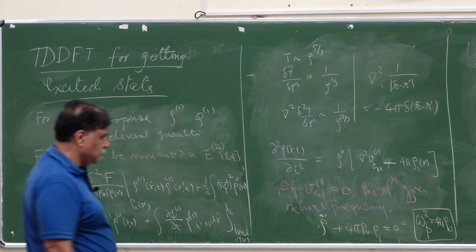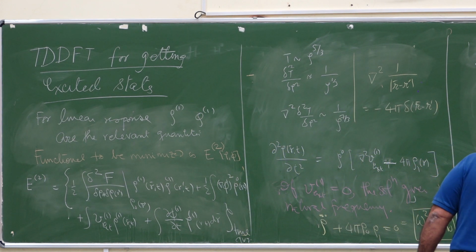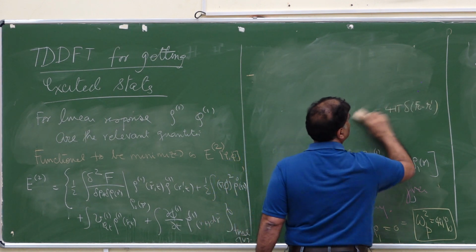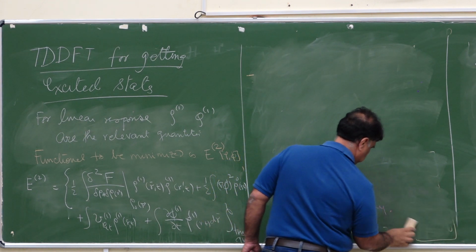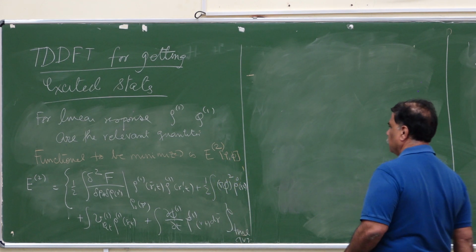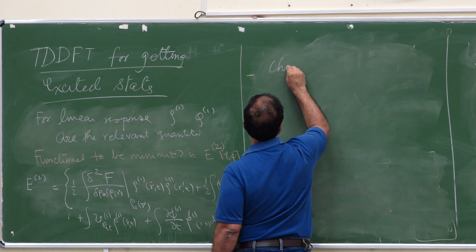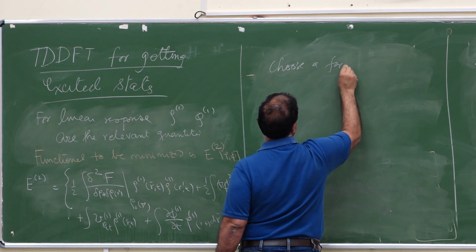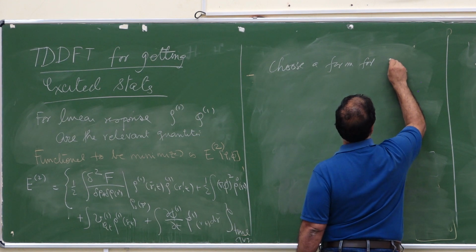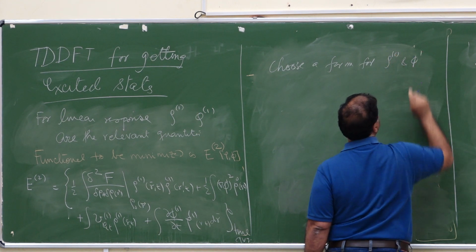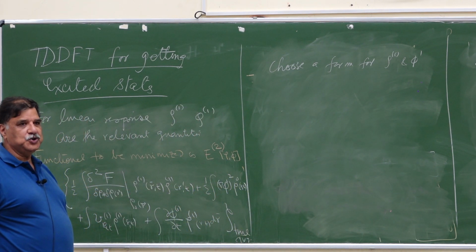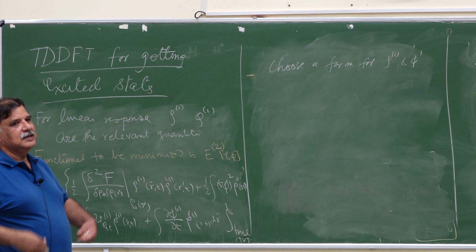So what one can do is choose a form for rho 1 and phi 1 in terms of some parameters. Minimize this and you get E2. E2 is related to alpha omega. Scan it and you get the answer.